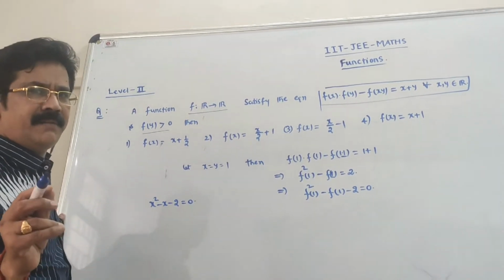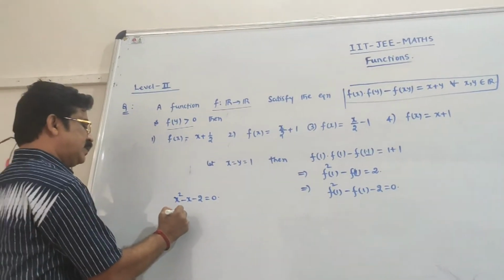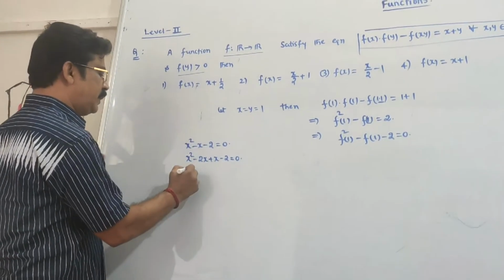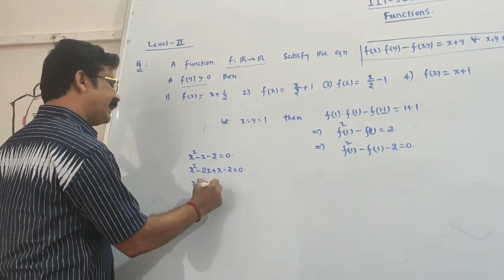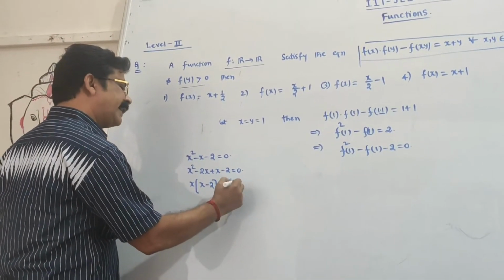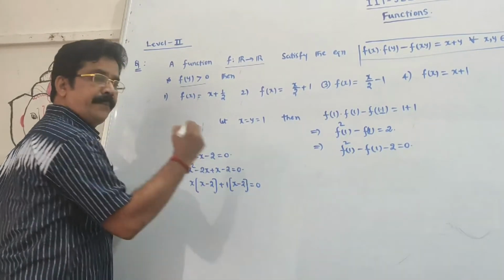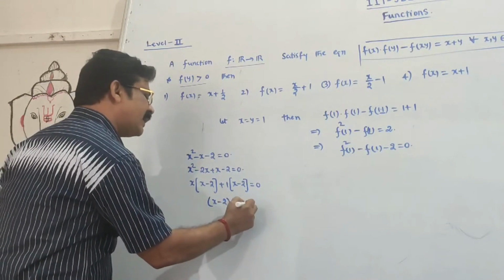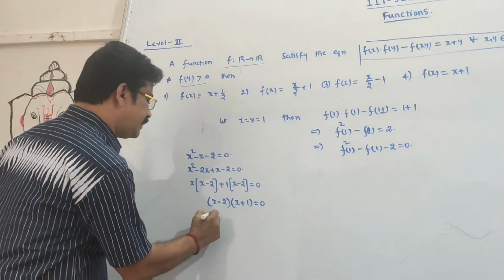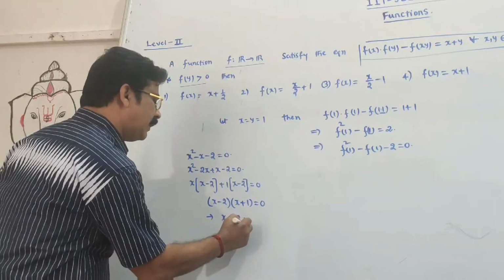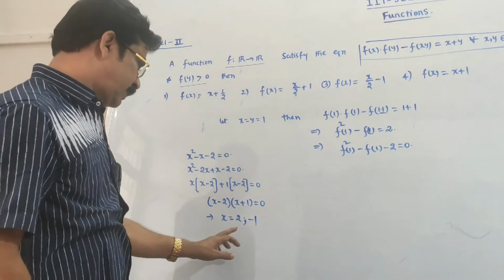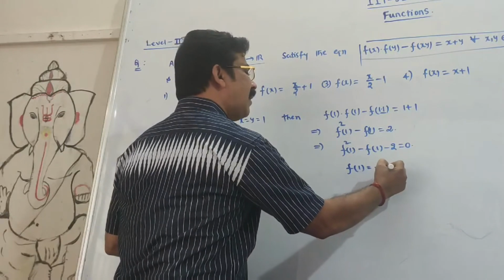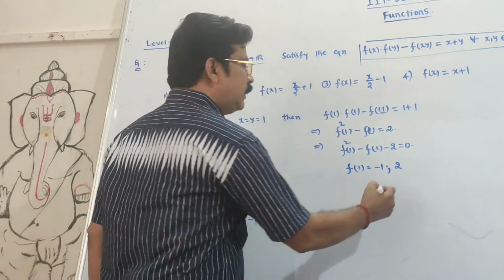It is just like x squared minus x minus 2 equals 0. Now we are very familiar with factorization. So x squared minus 2x plus x minus 2 equals 0, x(x − 2) + 1(x − 2) = 0, so (x − 2)(x + 1) = 0. So x equals 2 or −1. Therefore f(1) will be either −1 or 2. Therefore two cases are there.